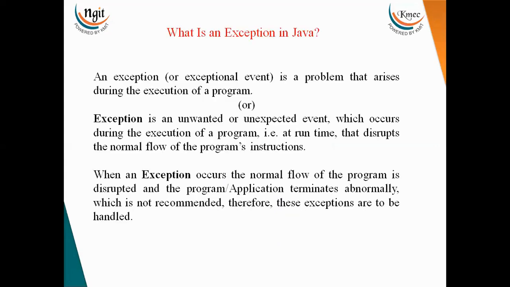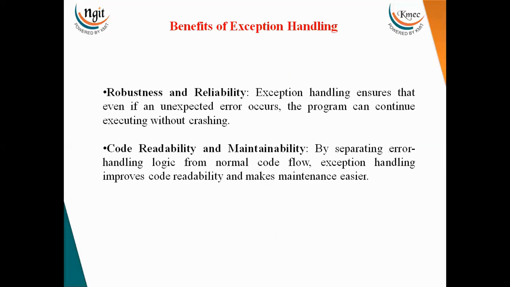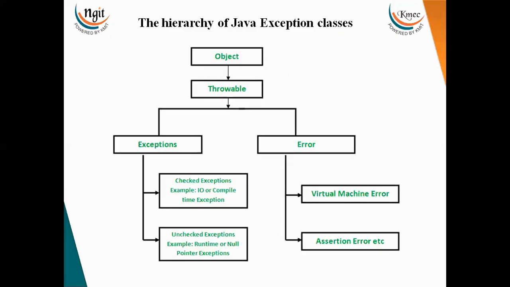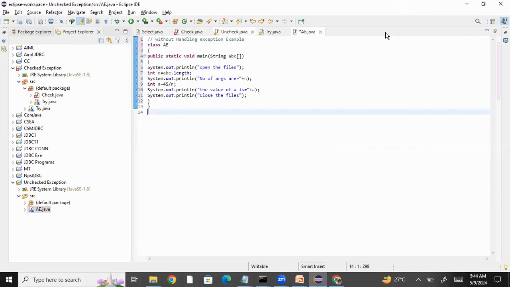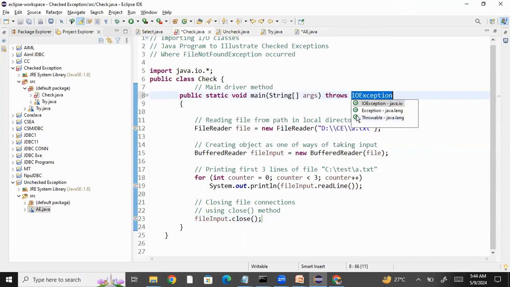As of now, we covered what is exception, why exceptions will occur, what are the benefits, and what is the hierarchy of these exceptions. And we also covered checked exceptions. As of now, by throwing the input output exception, we handled this. Now, sir, I don't want to throw the input output exception. I want to handle by using try and catch.